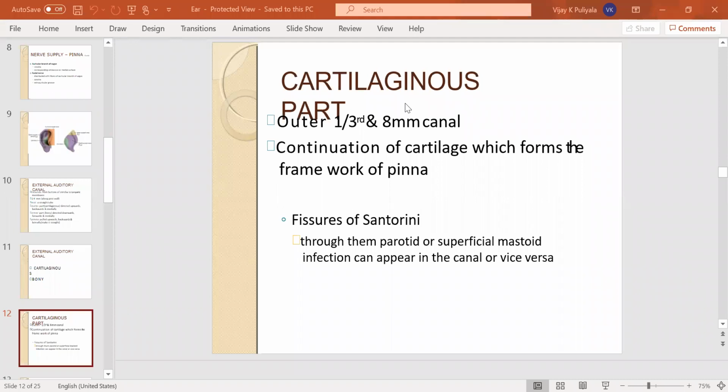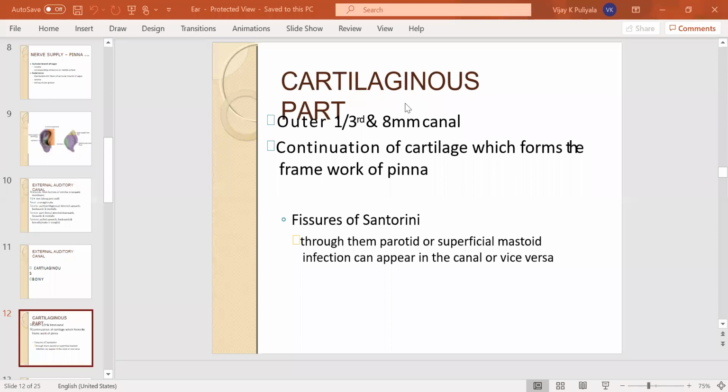So next, coming to the subdivisions, all of you know, we have the 2 parts: the outer cartilaginous part and the inner bony part. The outer cartilaginous part is continuous with the cartilaginous part of the concha. This cartilaginous part is the lateral 1/3. The bony part is the medial 2/3. The cartilaginous part is continuous with the concha of the auricle.